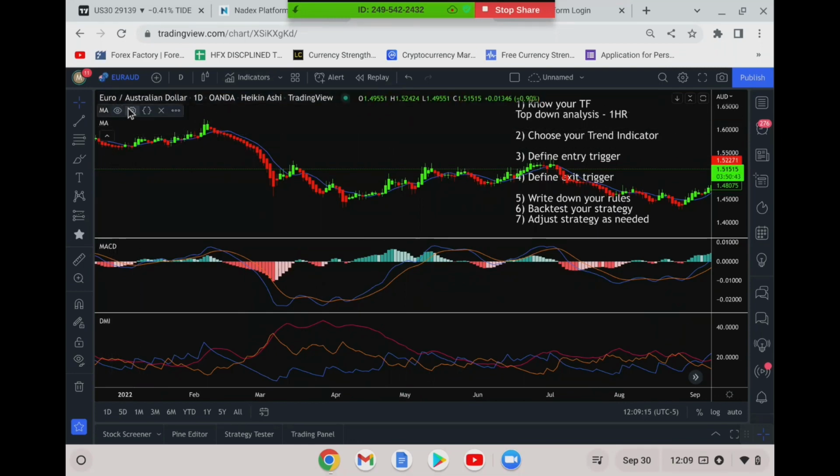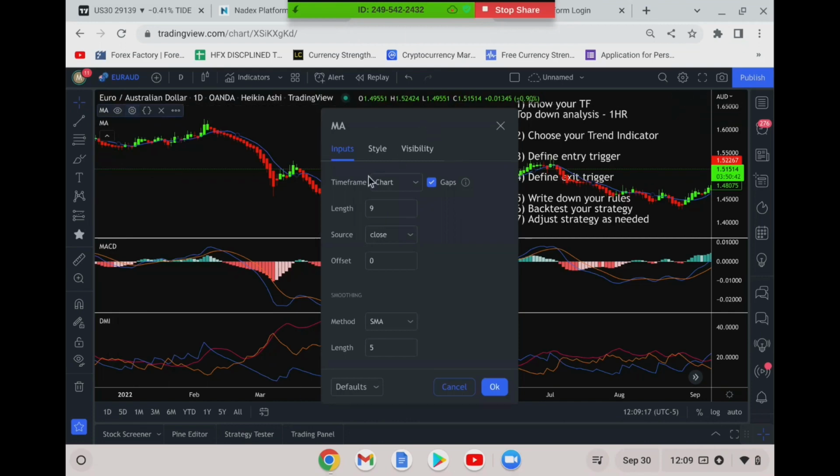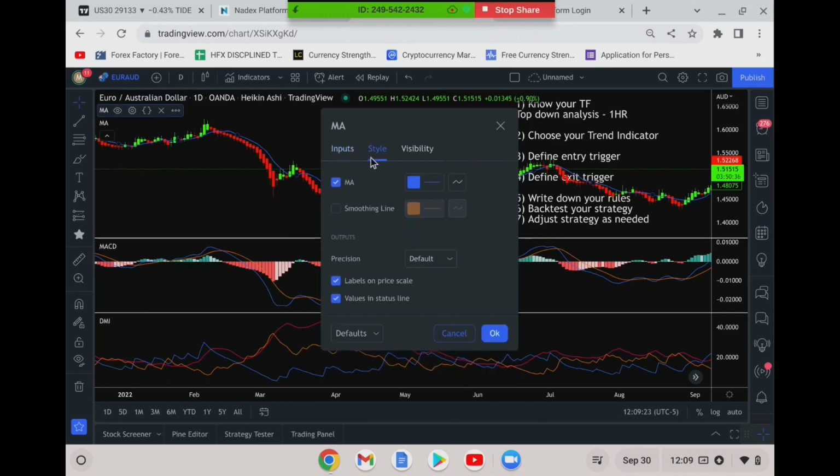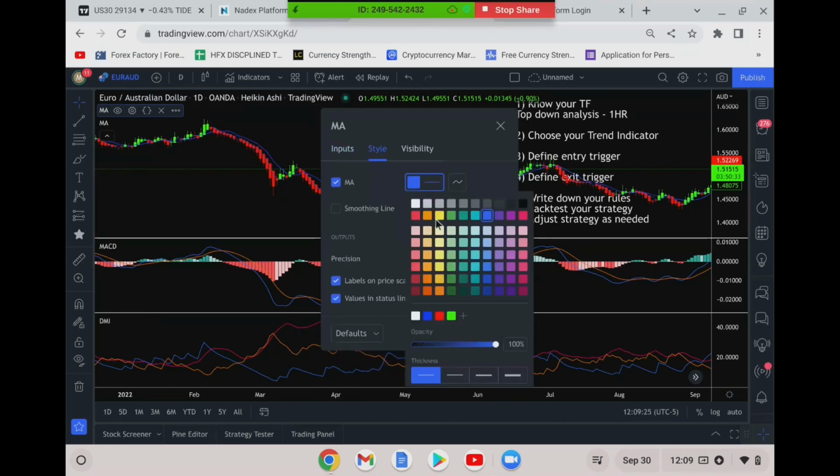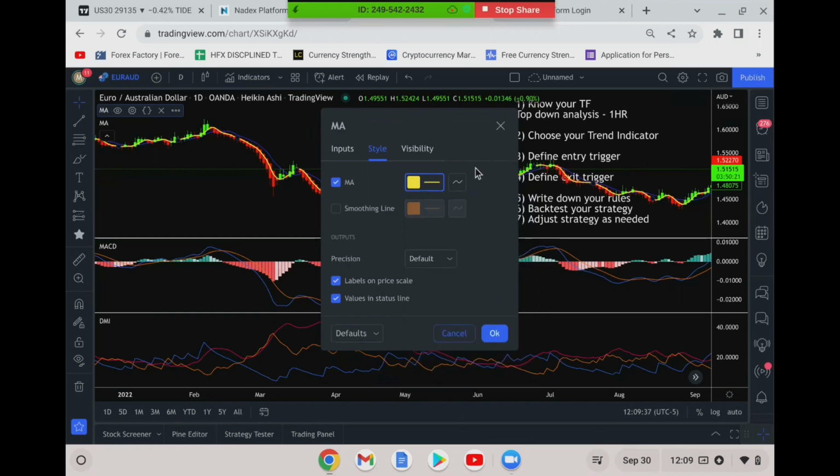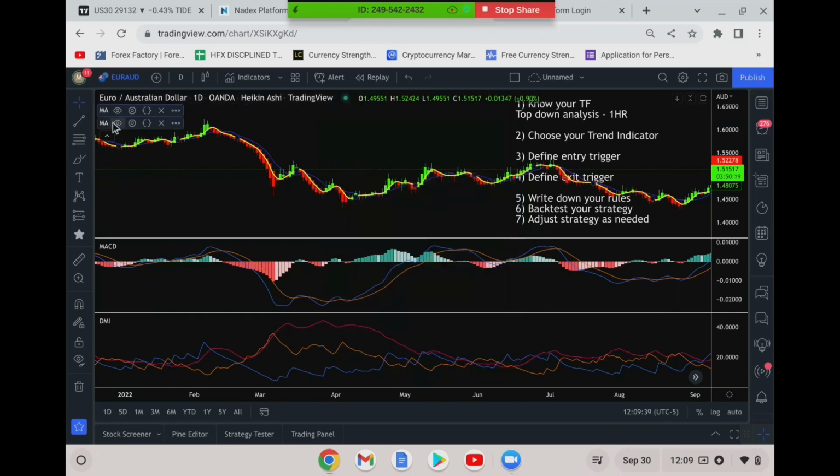So for the first moving average, we're going to come in and change our length to 4. We're also going to change the color of this to yellow, just so we can see it as it cuts through the candles. I'm going to thicken the line just a little bit. And then let's go on to our next moving average.